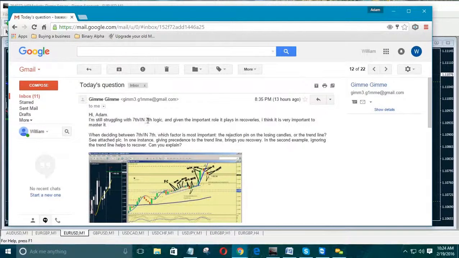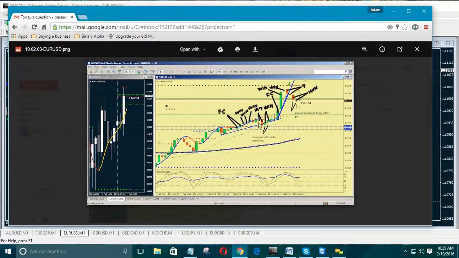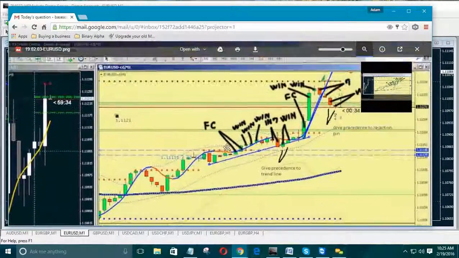I'm struggling with 7th and invalid 7th logic, and given the important role it plays in recoveries, I think it is very important to master it. When deciding between 7th and invalid 7th logic, which factor is most important? The rejection pin on the losing. Okay, so let's look at his chart here. Oh, these are ugly colors. Sorry.